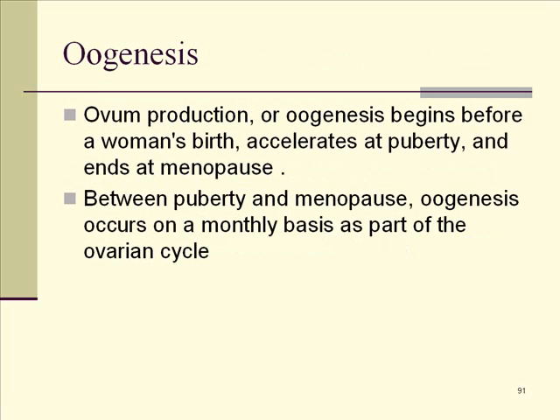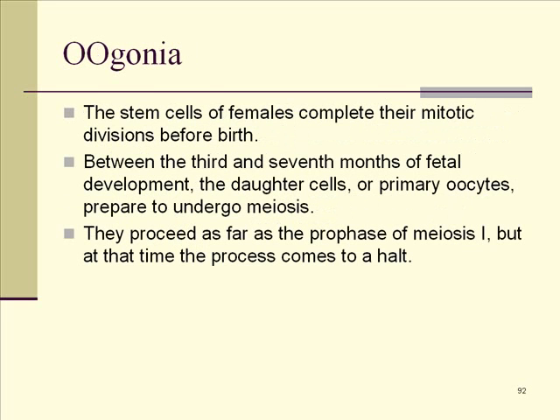Oogenesis, the ovum production, begins before a woman's birth and accelerates at puberty. Between puberty and menopause, oogenesis occurs on a monthly basis as a part of the ovarian cycle. Oogonia, the stem cells of the female, complete their mitotic division before birth. Between the 3rd and 7th month of fetal development, the daughter cells, the primary oocytes, are prepared to undergo meiosis. They proceed as far as prophase of meiosis 1, but at that time the process comes to a halt.